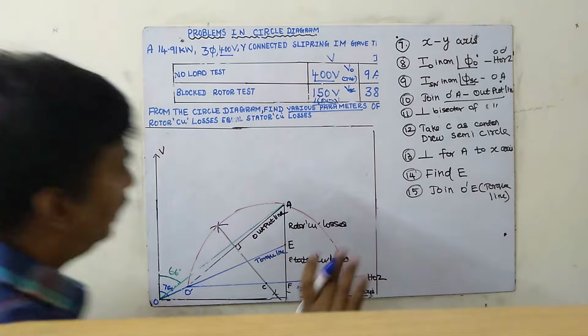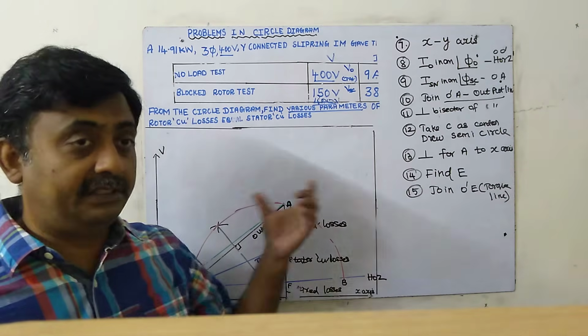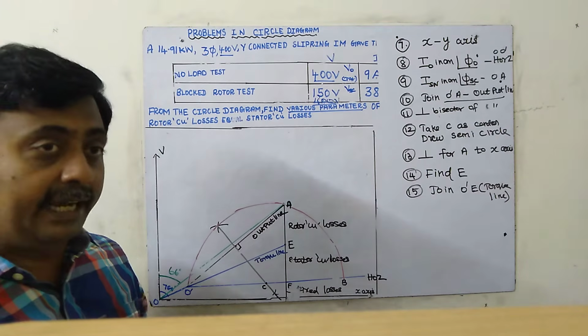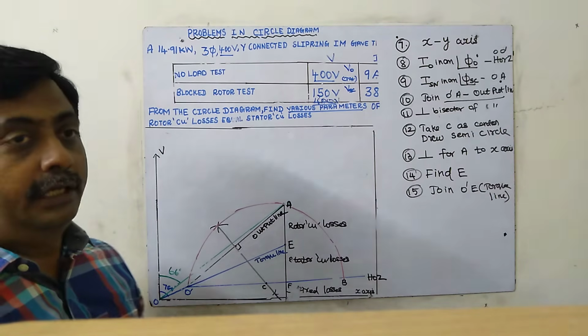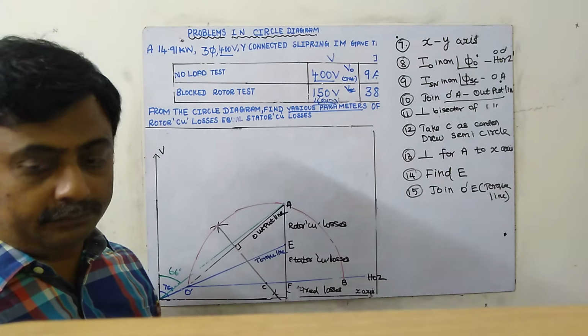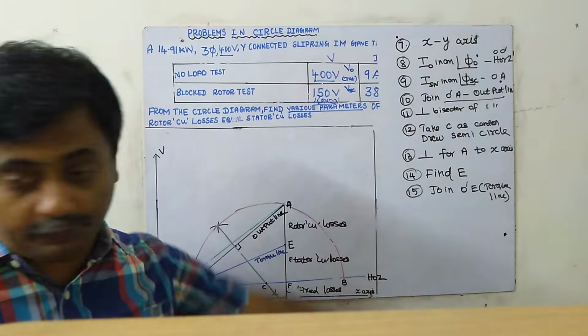That's all about the semicircle, the circle we have drawn. After that, we have to go for some calculation. Again, we have to come to the graph. I will remove this procedure.